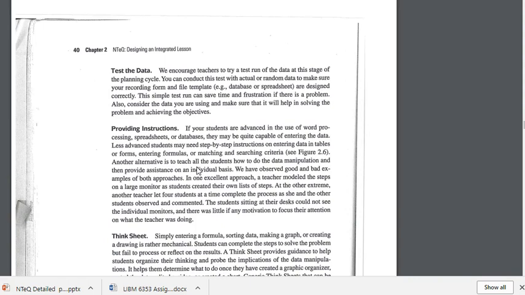So the writers of the text have observed good and bad examples of both approaches. One excellent approach: a teacher modeled the steps on a large monitor or whiteboard as the students created their own list of steps. Another extreme was another teacher who let 4 students at a time complete the process as she and the other students observed and commented. The students sitting at their desks could not see the individual monitors. There was little, if any, motivation to focus their attention on what the teacher was doing.